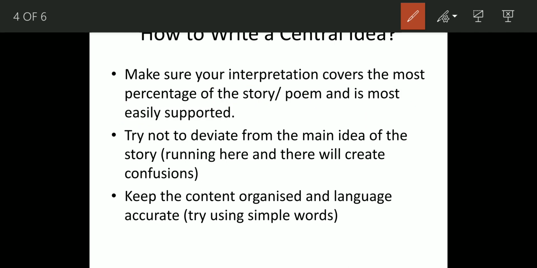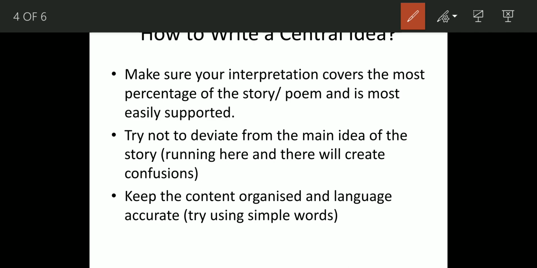Try not to deviate from the main idea of the story. Running here and there will create confusion. Now, when you are writing a central idea, please try to write it to the point. Do not try to deviate or get distracted from the main idea of the story.